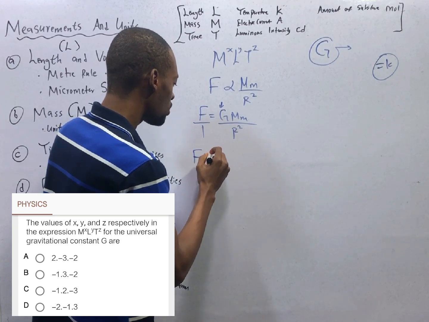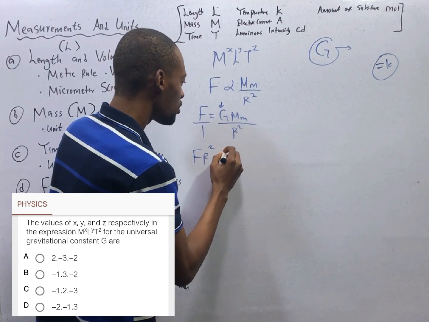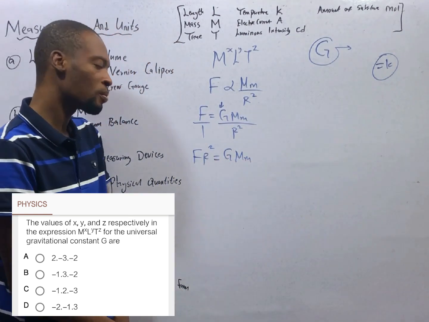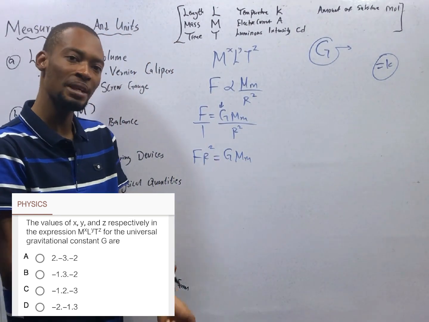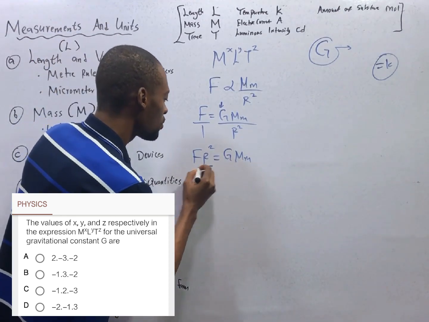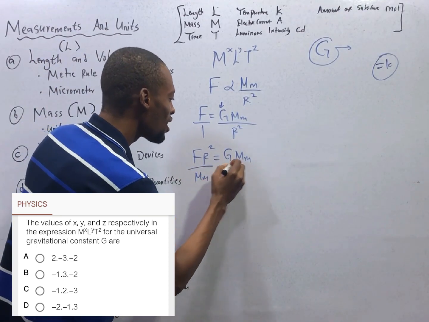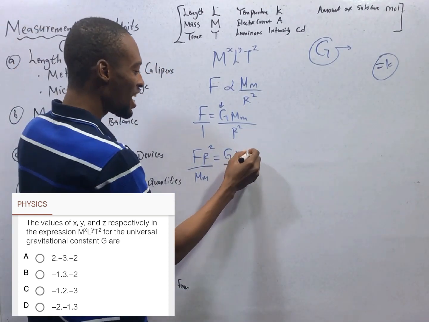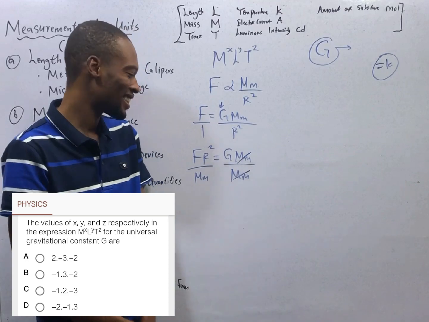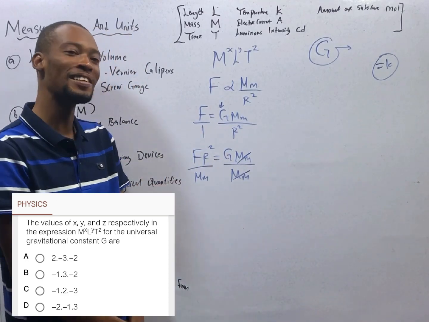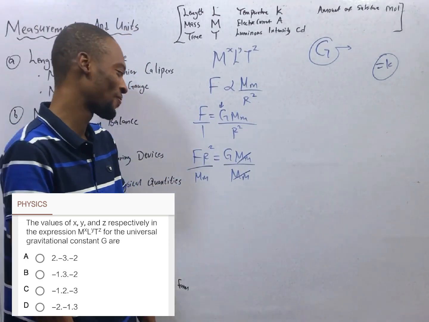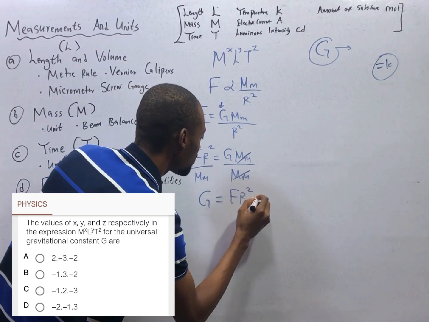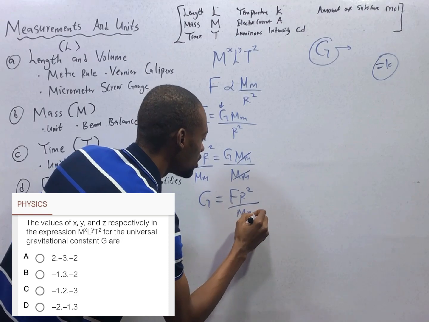F rho squared is equal to G M M. To make G the subject of the formula, we divide both sides by M M. Here M M, here M M. M M cancels M M. So G is equal to F rho squared over M M.